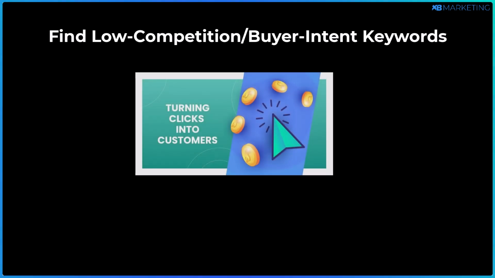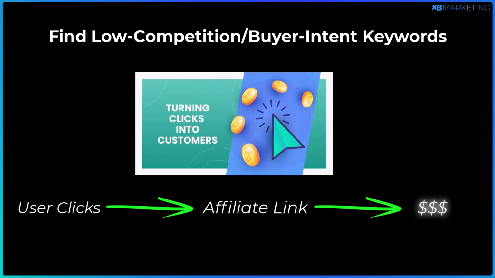So the very first thing you want to do is to simply find low competition or buyer intent keywords. And this is simply because you want to go for keywords that are likely to convert to sales, which means you want to target users who are already in buyer mode. So this way you are likely to get commissions. And I'm going to show you exactly how to do it.